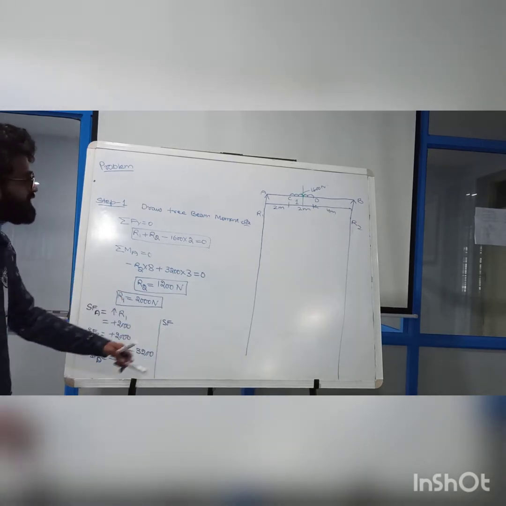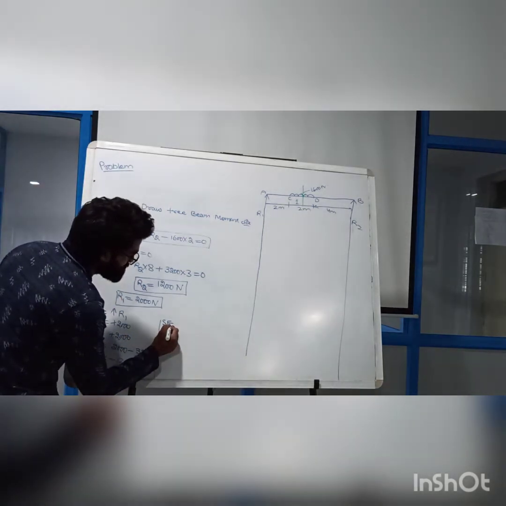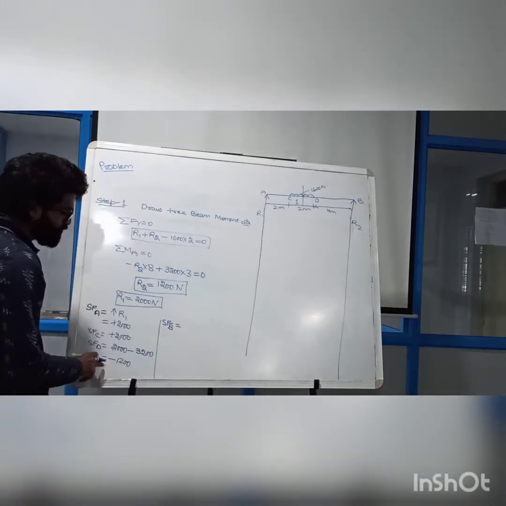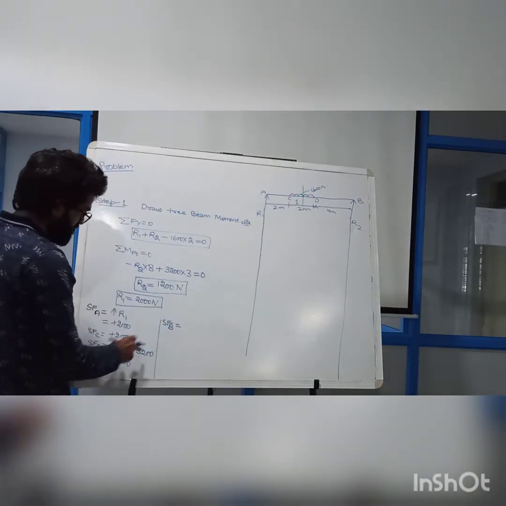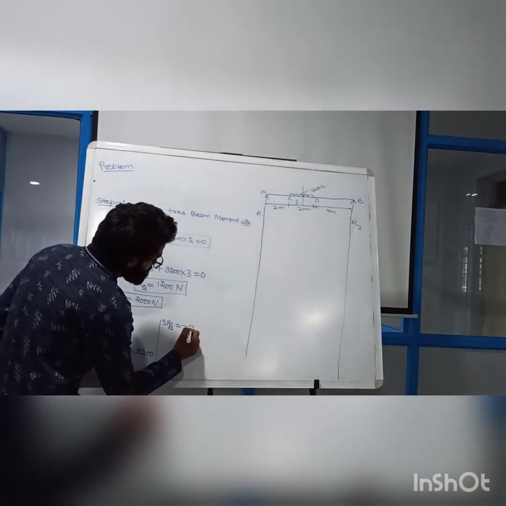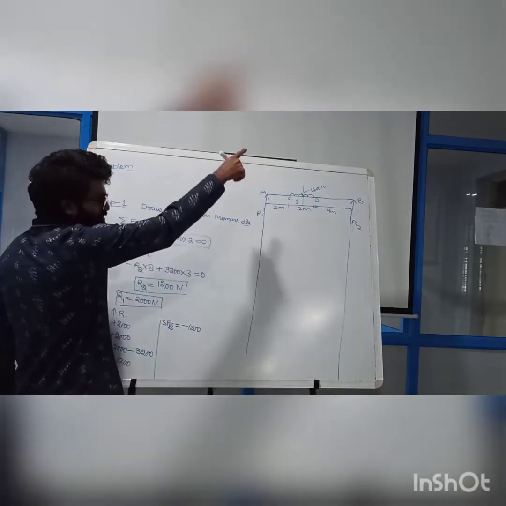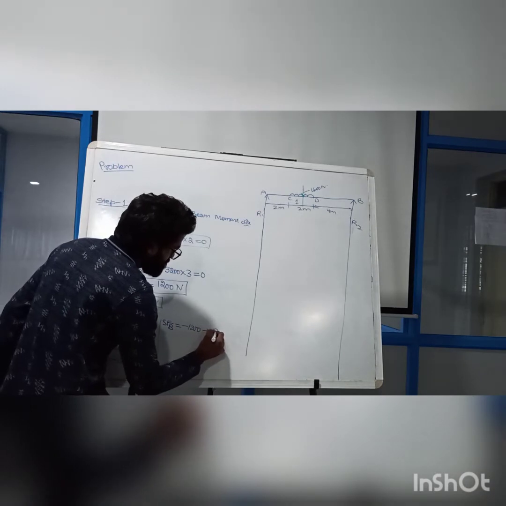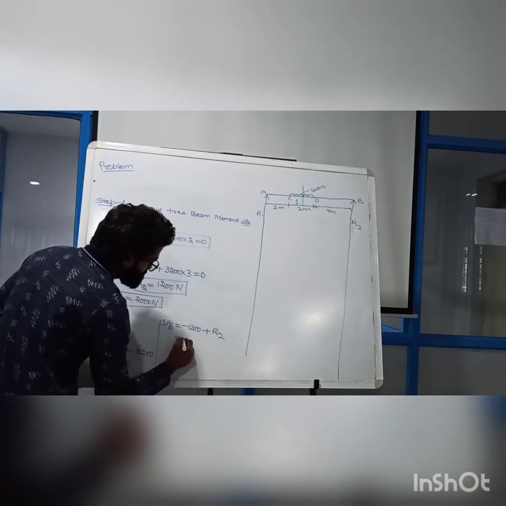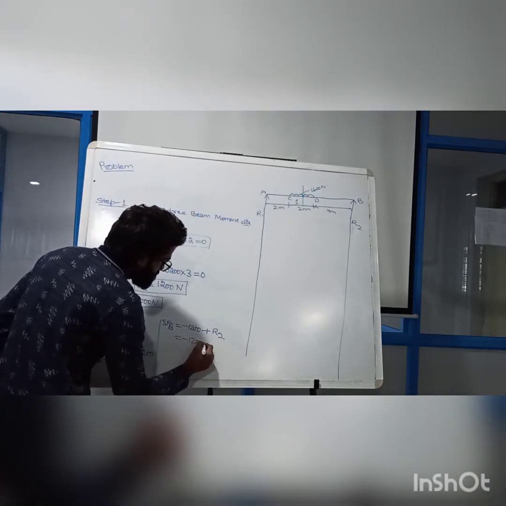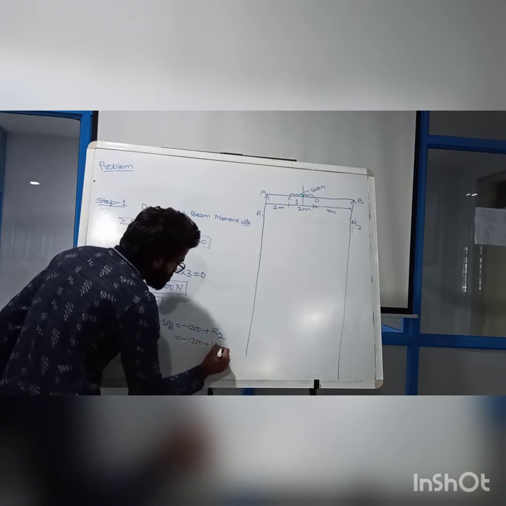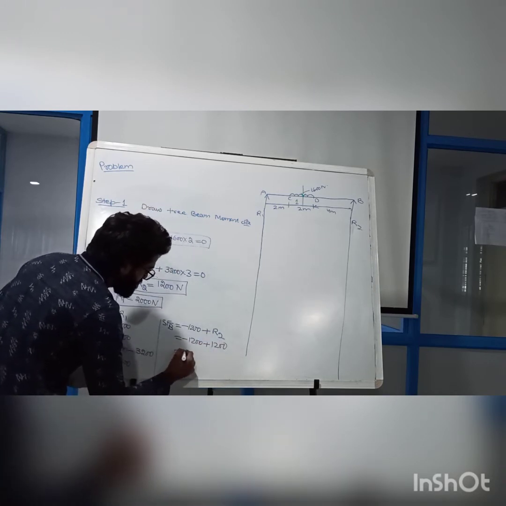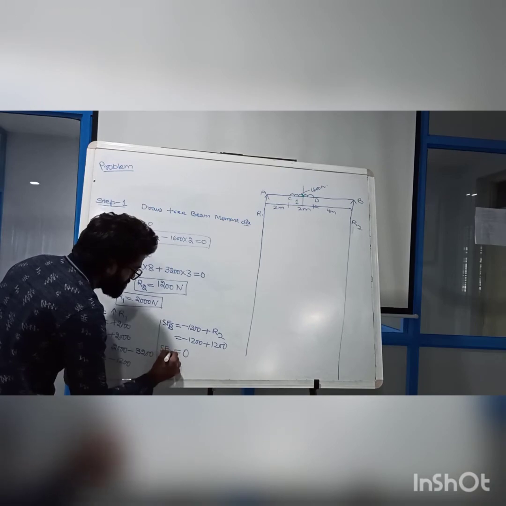So let us calculate the shear force at the last point, B. At the B point, I have to say minus of 1200, and the particular force acting is the upward force, so plus R2. So R2 is how much? Minus of 1200 plus R2, which is 1200, so I am going to get 0. So our shear force at B is 0.